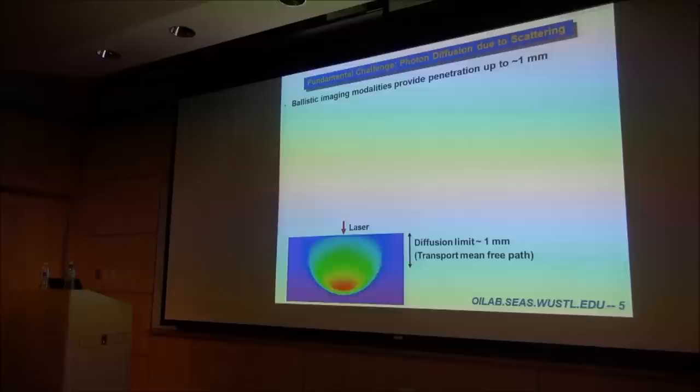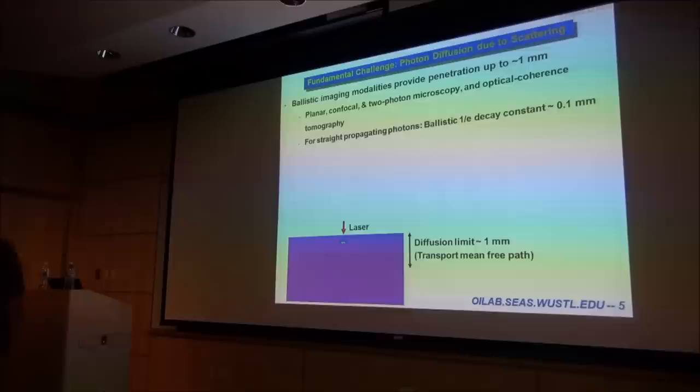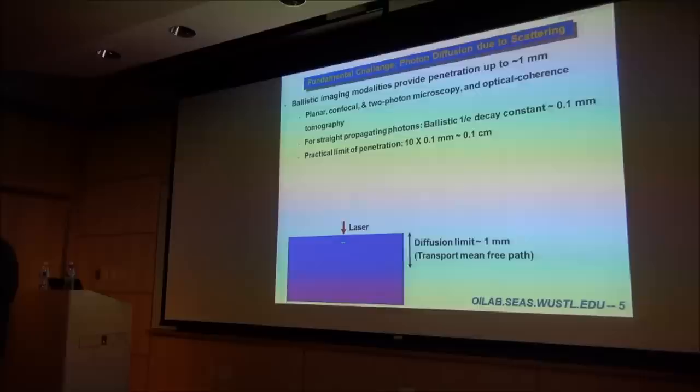If you look at standard ballistic imaging, it will provide penetration depth up to about this diffusion limit. Technologies you've heard of include planar, confocal, two-photon microscopy, and OCT. Because they depend on ballistic or straight propagating photons, the 1/e decay constant is about 100 microns. The rule of thumb is you can penetrate 10 times that 1/e decay constant. So that 100 microns translates into about 1 millimeter in scattering skin.